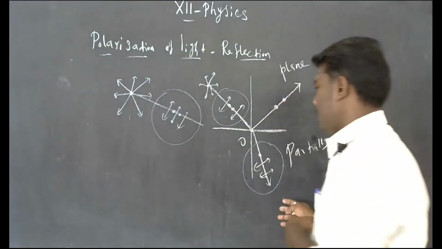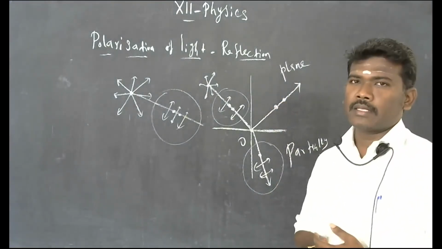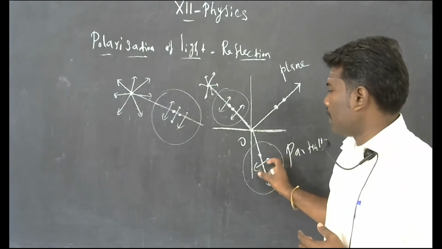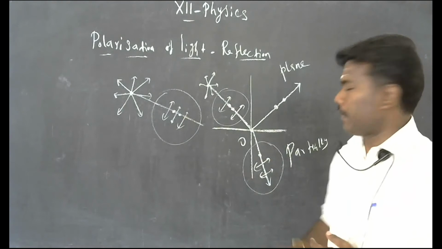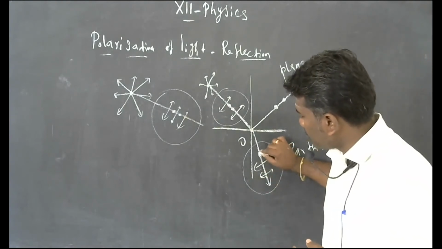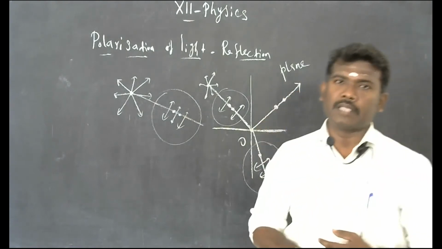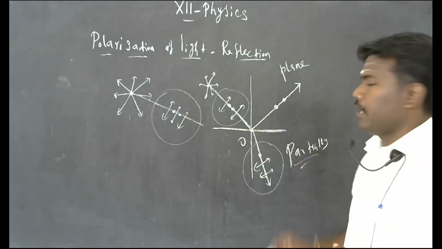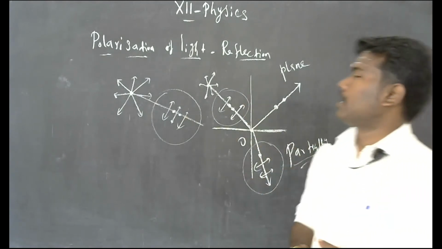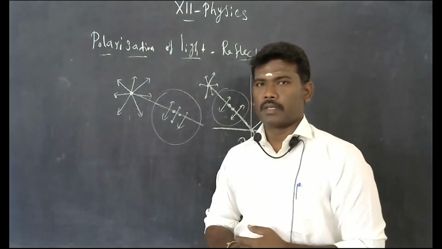Here, in some cases, if the vibrations in the refracted ray are not parallel to the reflecting surface, it is unpolarized. If a few of the vibrations are parallel to the reflecting surface, it is partially polarized. So this is related to the polarization of light by the reflection process.